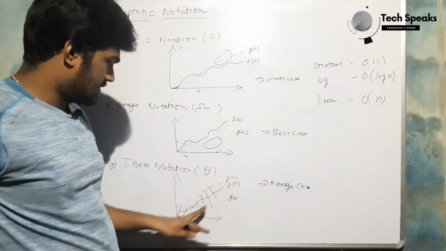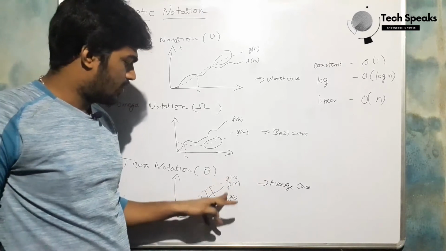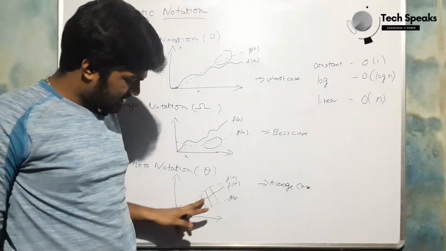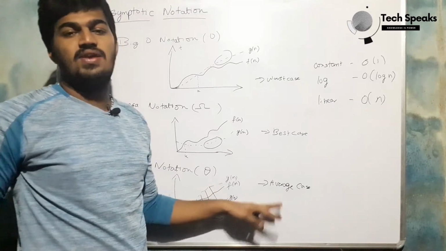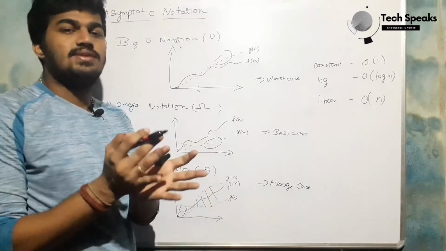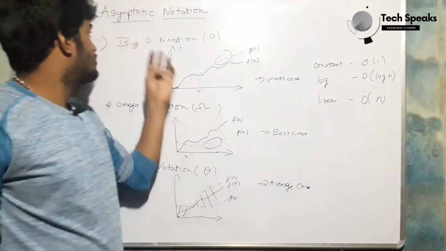Here you can see there are two, one is the upper bound and the other is the lower bound. So you can see the average. You can take the average of these and calculate for the average case: on average, how much time is required for the program execution. In most cases, we'll use big O notation.